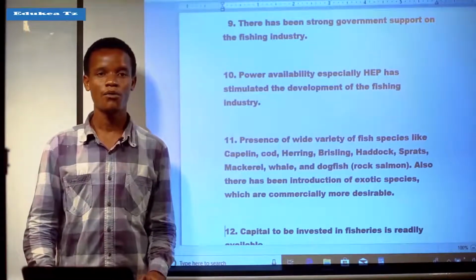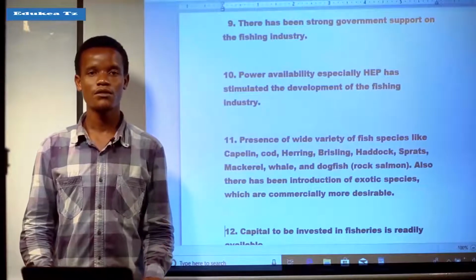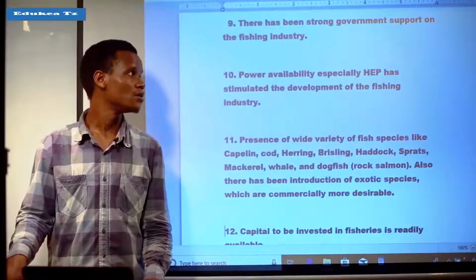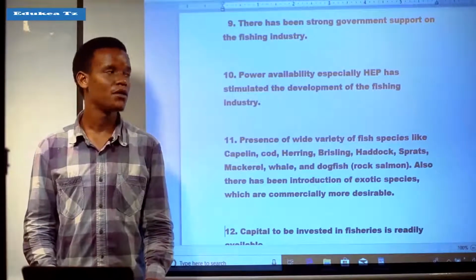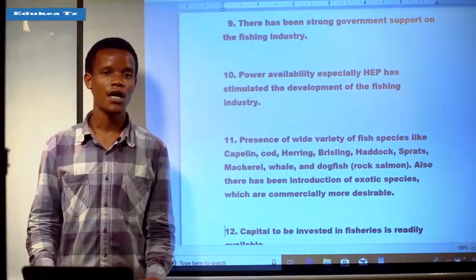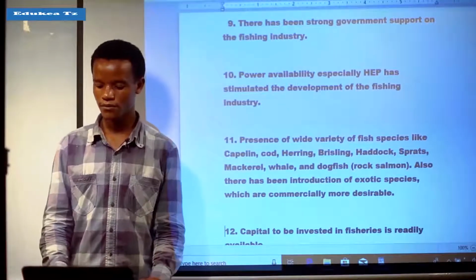So another point that contributed much to the development of the fishing industry in Norway is power availability, especially the generation of hydroelectric power.